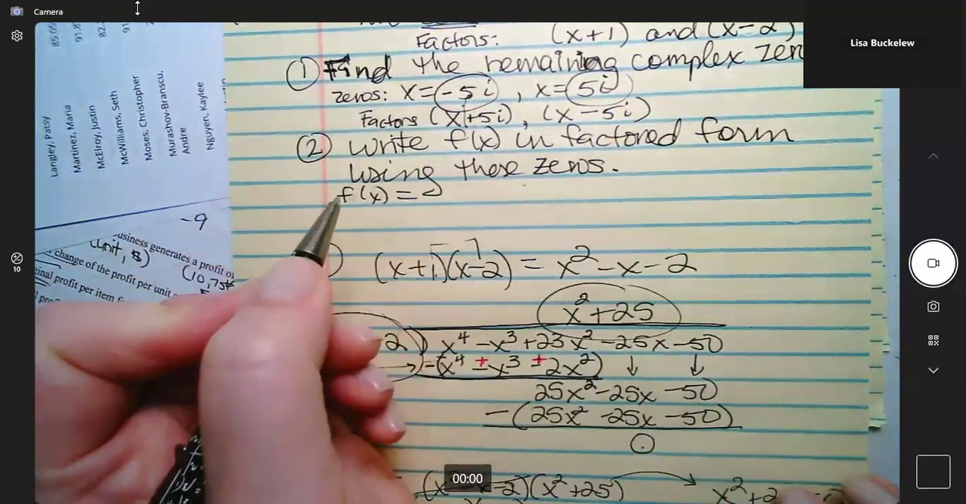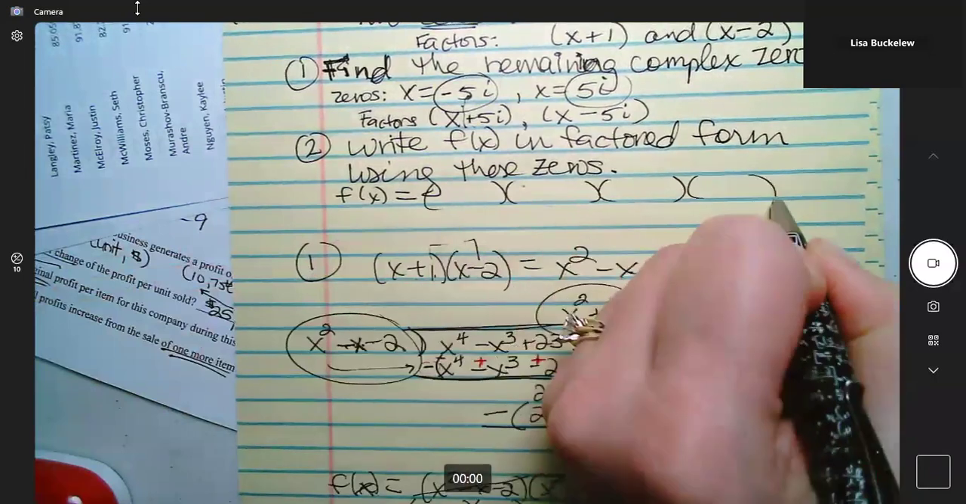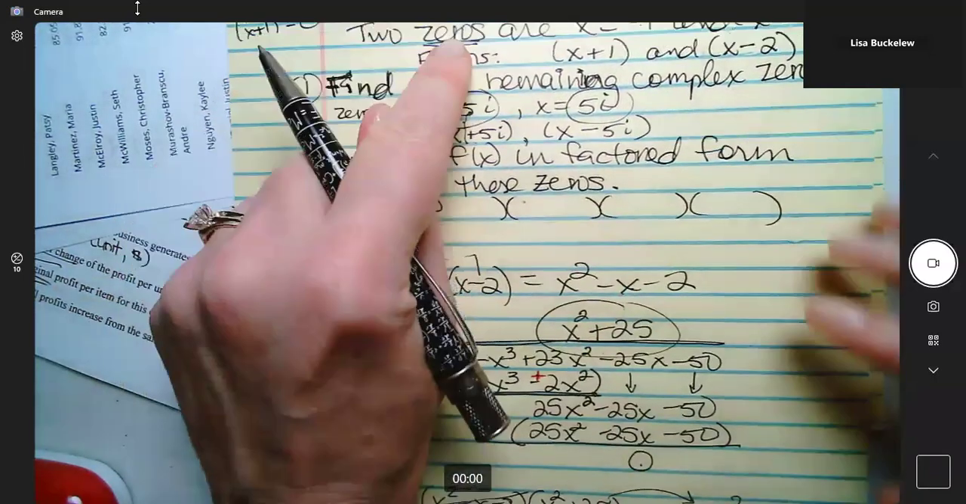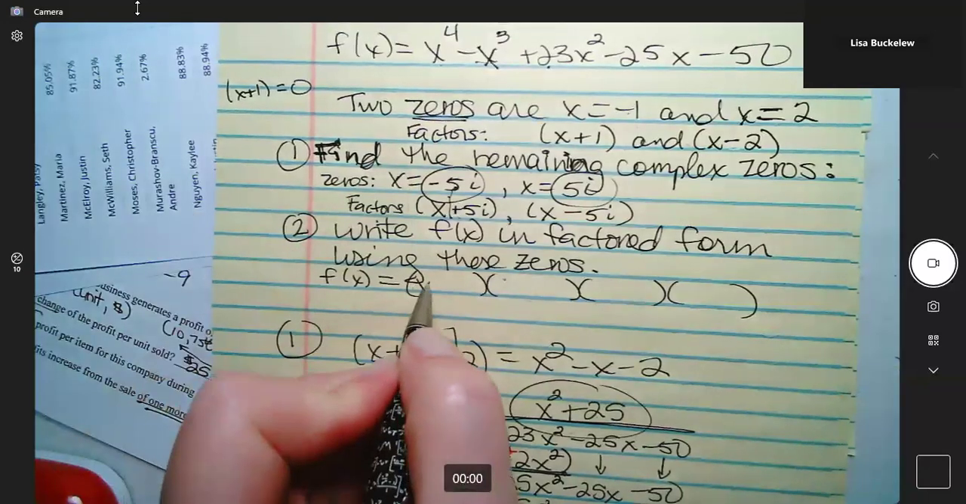Okay. Well, there's going to be four factors: 1, 2, 3, 4. That's because we had x to the fourth. It was a fourth degree polynomial. So there could be as many as four of these that start off with just x.